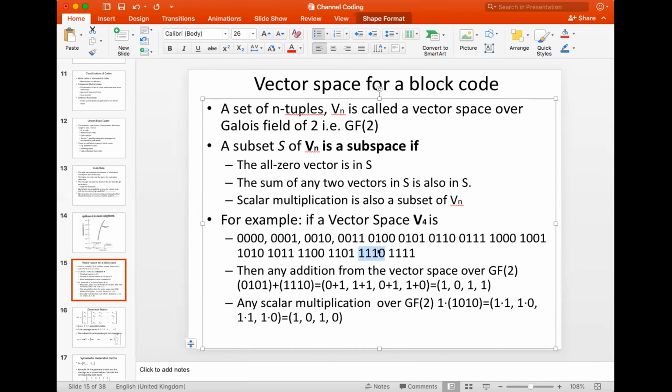If we take these two code words and add them together, what do you get? Can someone help us with the answer?